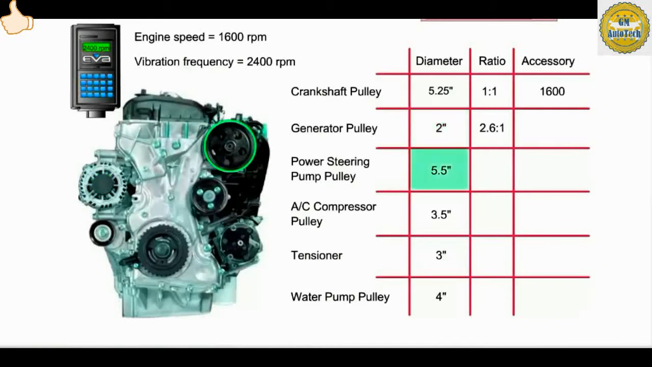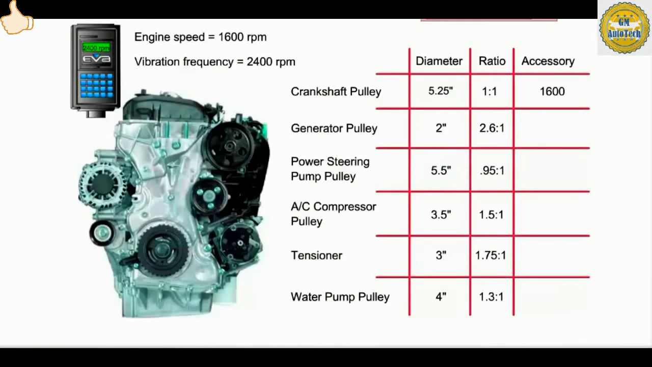Let's try the power steering pulley. Its diameter is 5.5 inches. It's slightly larger than the crankshaft pulley. Divide 5.25 by 5.5 and get 0.95. The power steering pulley rotates less than one revolution during one rotation of the crankshaft pulley.